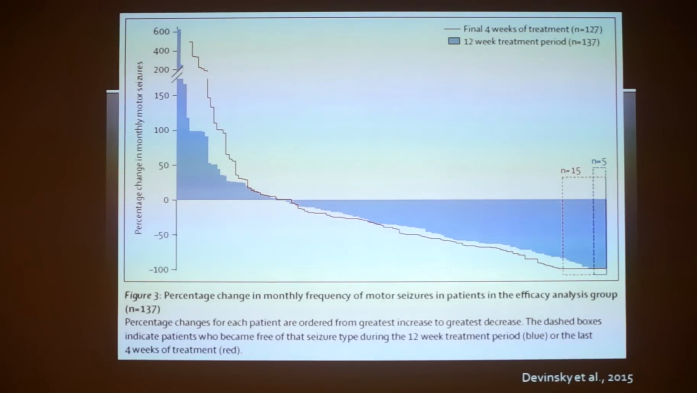This is the cumulative data on patients. Above the horizontal axis indicates an increase in seizure frequency, and below the axis indicates a decrease in seizure frequency as a percentage change. So as you can see, a very small number of patients, but remember the study population, these are kids that have 2 seizures a day on average, became seizure-free in the last 12 weeks of treatment, and 15 became seizure-free in the last 4 weeks of treatment.